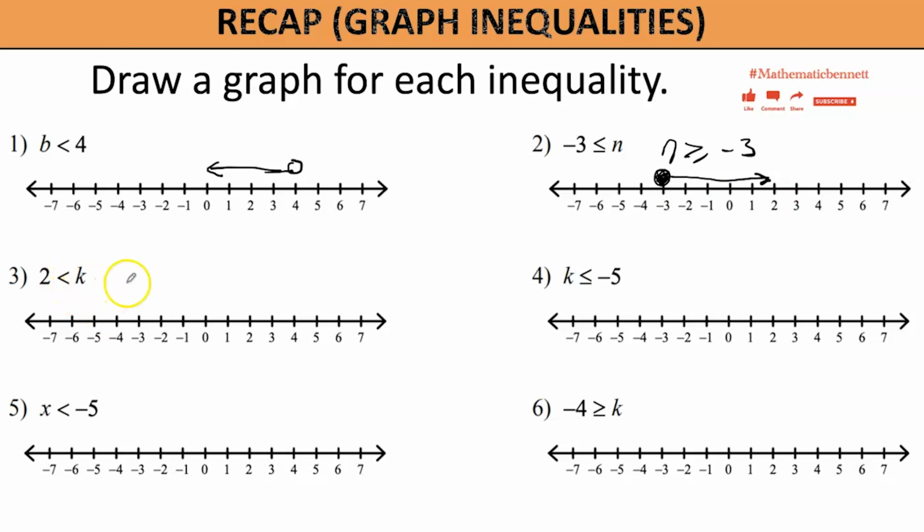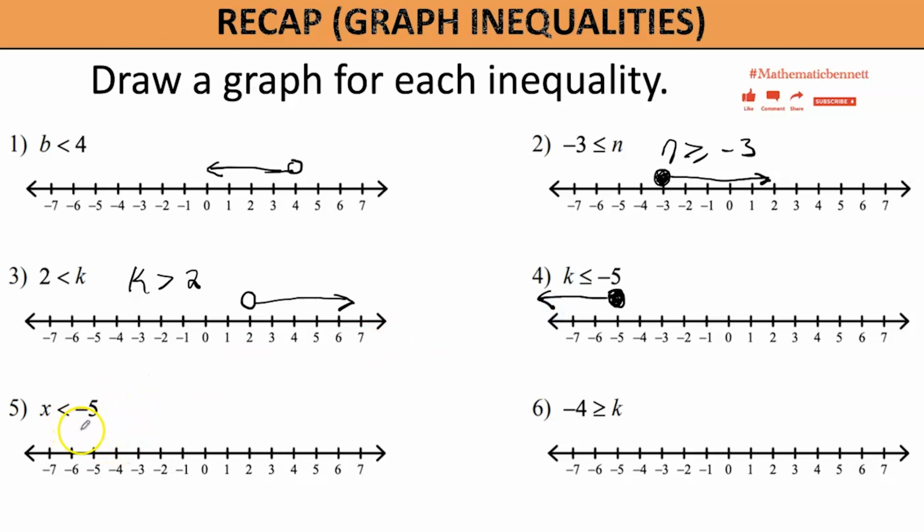For this one, 2 is less than k. We can rewrite this one as k is greater than 2. So we put a circle at 2, and since it's greater than, we draw an arrow to the right. This one says k must be less than or equal to -5. So I put a circle at -5, and since it's equal to -5, I have to shade that circle, and it's less than, so I go to the left.